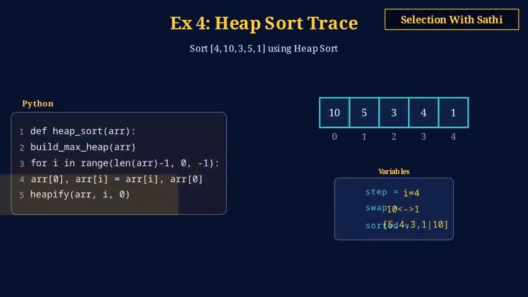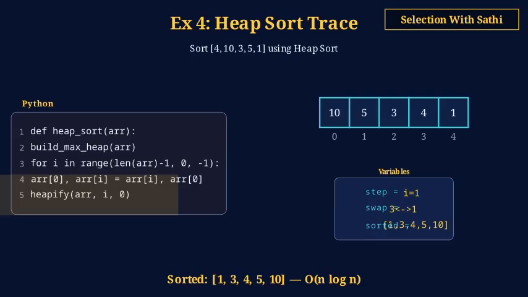First, build the max heap: 4, 10, 3, 5, 1 becomes 10, 5, 3, 4, 1. Now swap root 10 with last element 1. Array 1, 5, 3, 4 then 10. Heapify the first 4 elements: 5, 4, 3, 1. Swap root 5 with the fourth element 1.